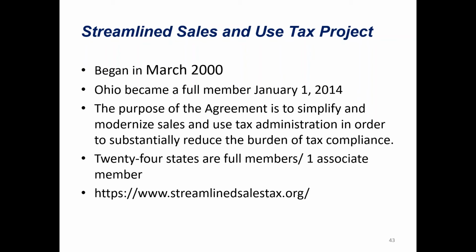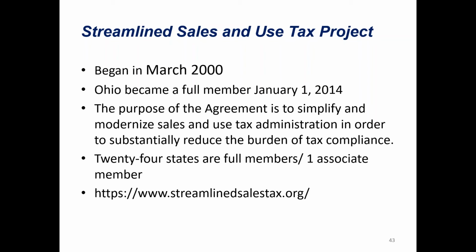Okay, now to Streamline. So Streamline began back in March of 2000, so it's been almost 19, 20 years now. It's hard to imagine that it's been that long. The purpose of the agreement is to simplify and modernize sales and use tax administration in order to substantially reduce the burden of tax compliance. That was one of the topics, I think Laura said, in National Bellas Hess, that the burden of tax compliance was pondered by the courts, and so Streamline came together, and that is one of the things they wanted to help overcome.